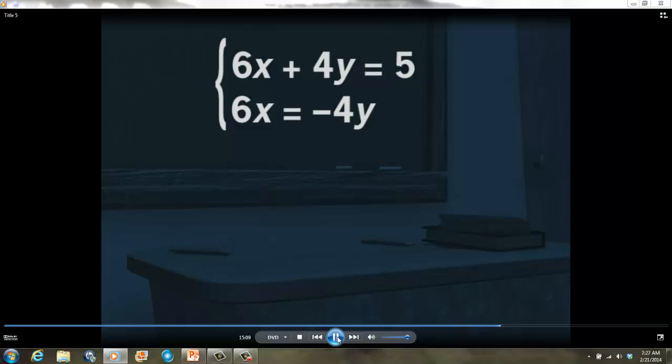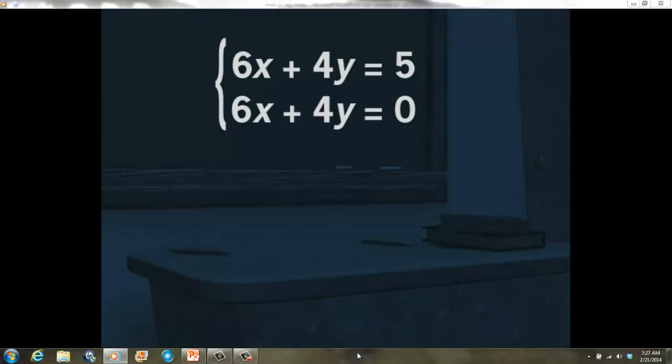What do you notice about this system of equations? The first equation is written in standard form, but the second is not. Yes. Rewrite the second equation so that the variables are in the same order as the first equation. The second equation can be rewritten as 6x plus 4y is equal to 0. Now the equations are in the same form. Can we add them? No, we won't eliminate any variables. What can we do?